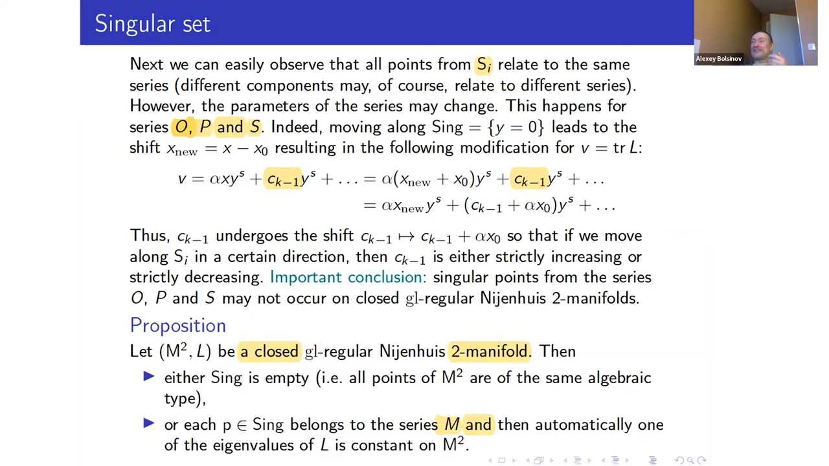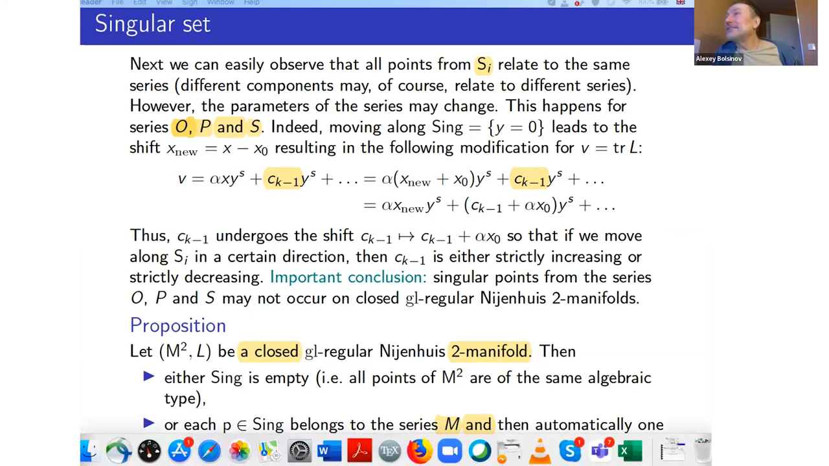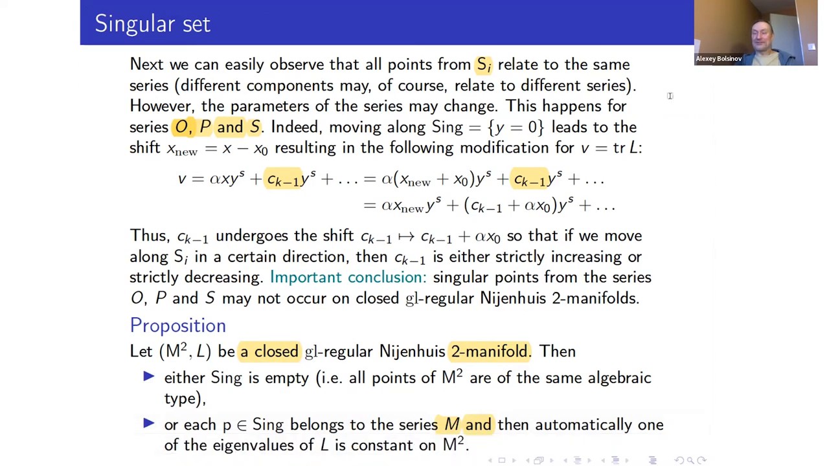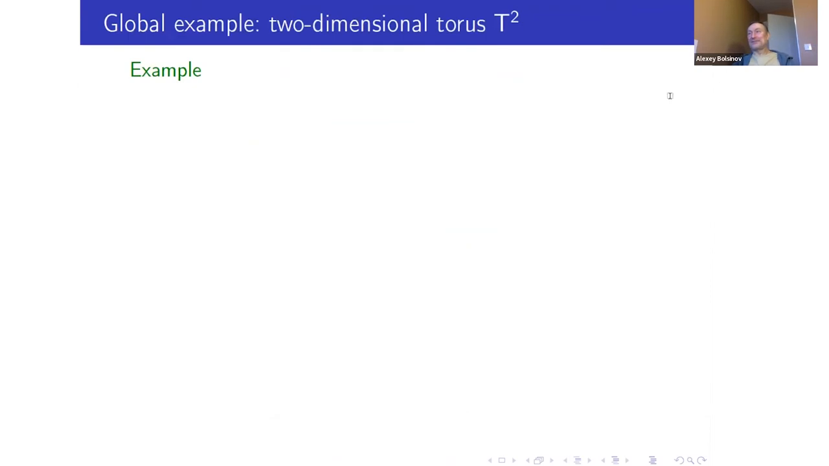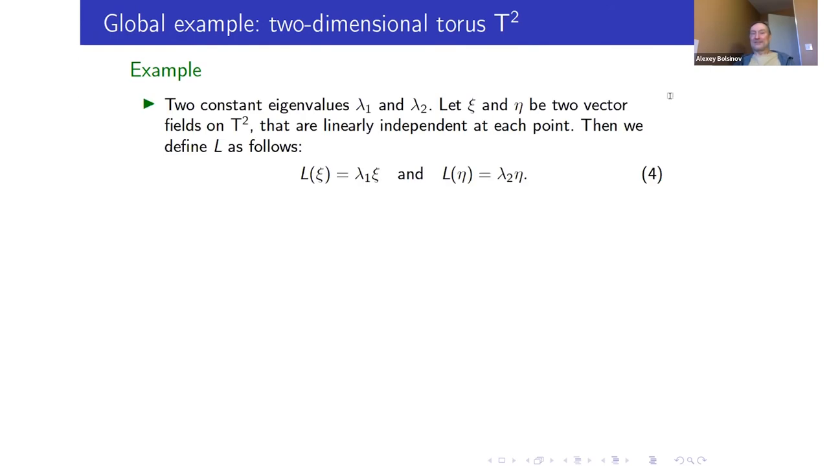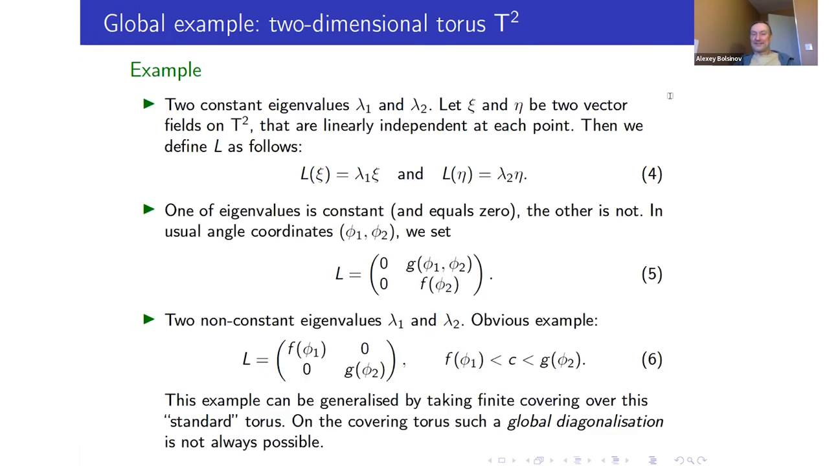And after this, when we understand what's going on, we can move a little bit further and try to construct examples of GL regular operators on closed two-dimensional manifolds. So, for instance, take a torus. On the torus, let's consider three examples. Maybe the simplest one is this one.